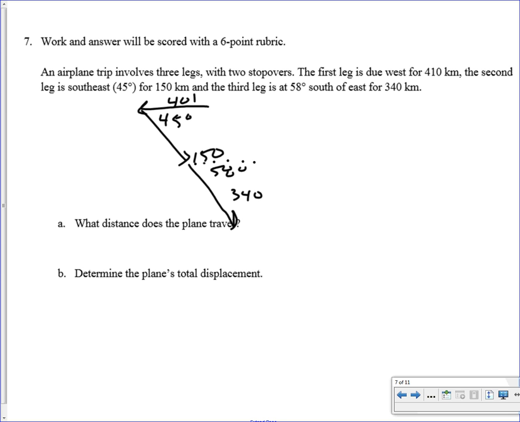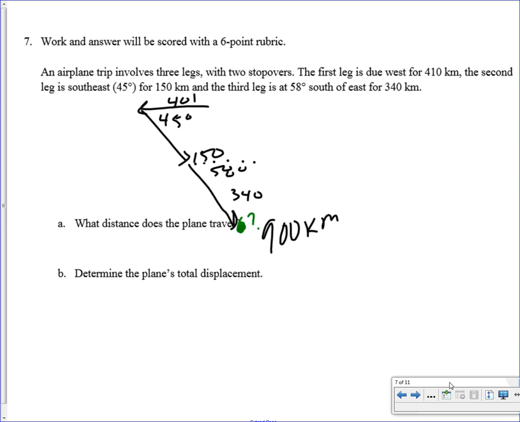410 plus 150 plus 340. And we get 900 kilometers. Now displacement, we have to know where is that endpoint. So we have to turn all 3 of these into vectors.